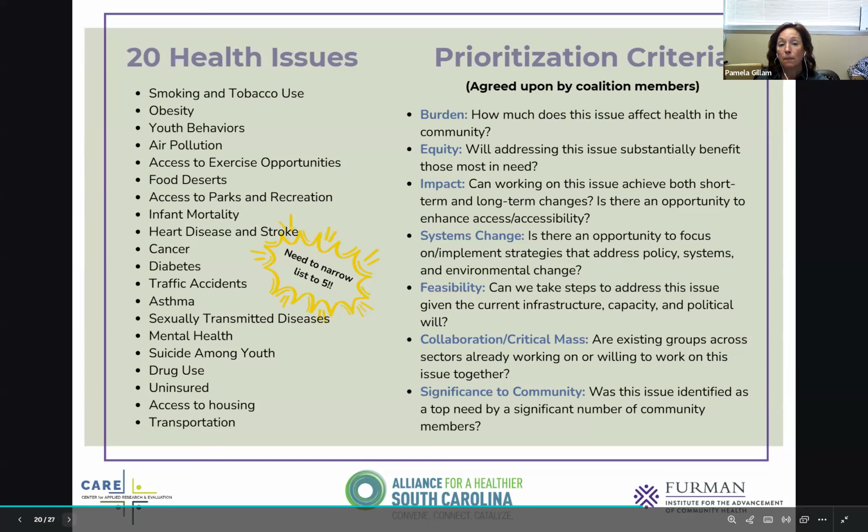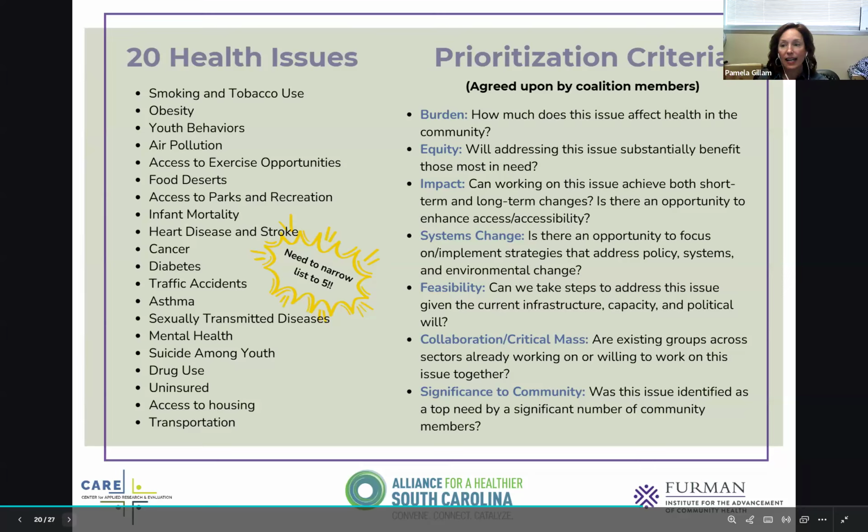Systems change. Is there an opportunity to implement strategies that address policy, systems, and environmental change? Feasibility. Can we take steps to address this issue given the current infrastructure, capacity, and political will? Collaboration, critical mass. Are there existing groups in our community across different sectors that are already working together or willing to work on these issues together? And then significance. Was this issue identified as a top need by a significant number of community members?